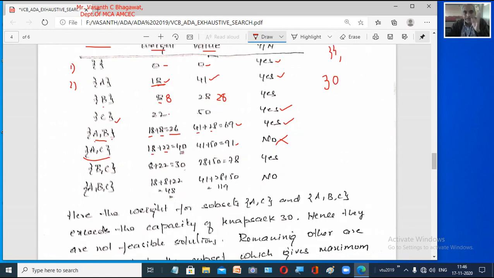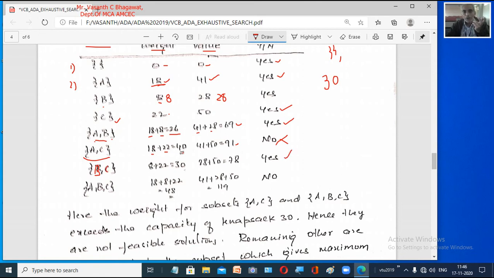Now similarly, the next subset is B and C. So this is B and this is C. Now you select these two items B and C and do the same process. So you will come to know that it is feasible.